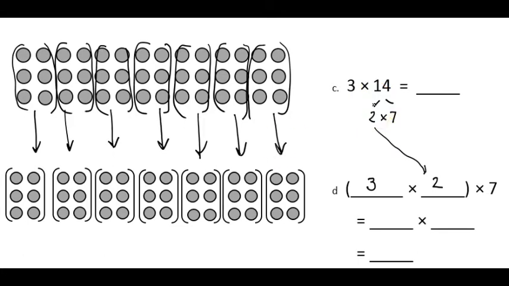In each group there are 6 circles because 3 times 2 is 6. I have 7 groups. 6 times 7 is 42. That tells me that 3 times 14 is also 42. Basically, the goal again is to chunk the array into smaller arrays that can help us figure out the total number of dots without having to count every single row.